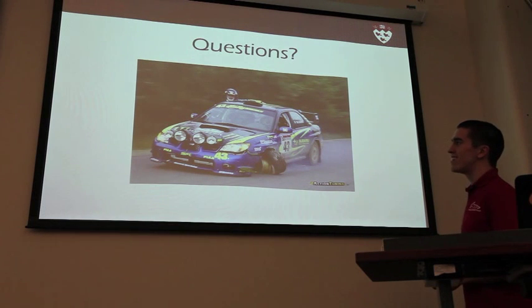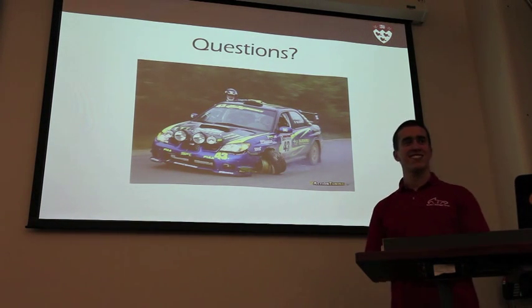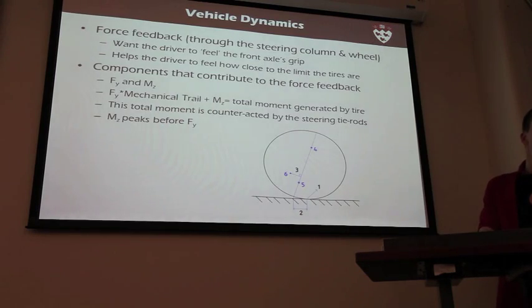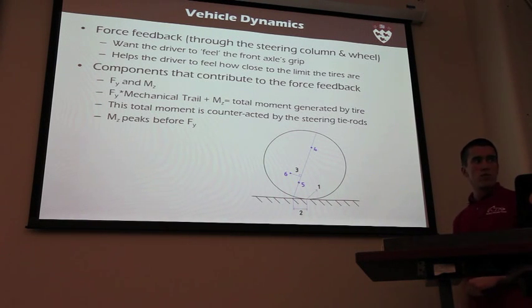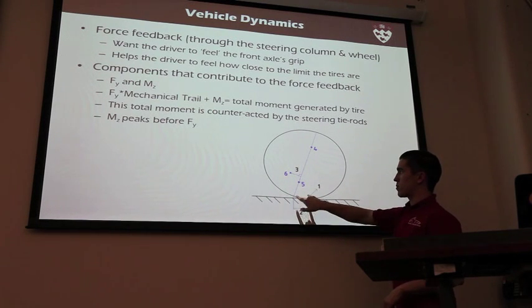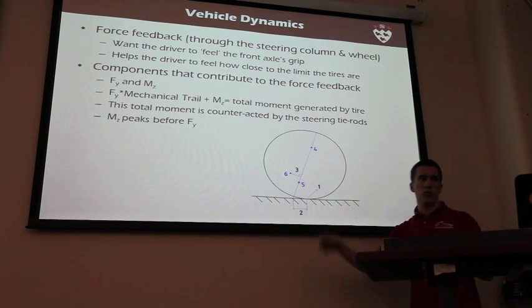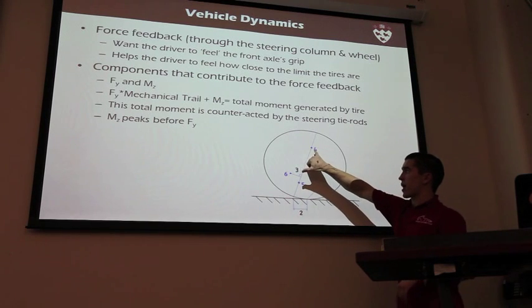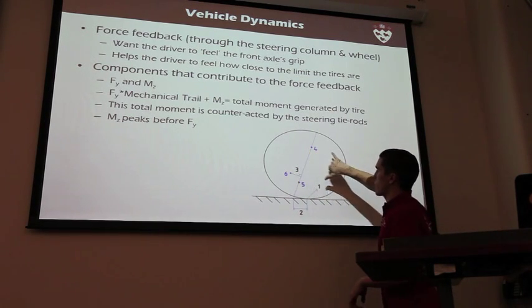So this is all I had. Any questions? How does the angle between points 4 and 5 affect how the steering feels, or why would you change that angle? Well, the mechanical trail here is affected by two sort of geometrical constraints. It's both the angle and the offset of that point.